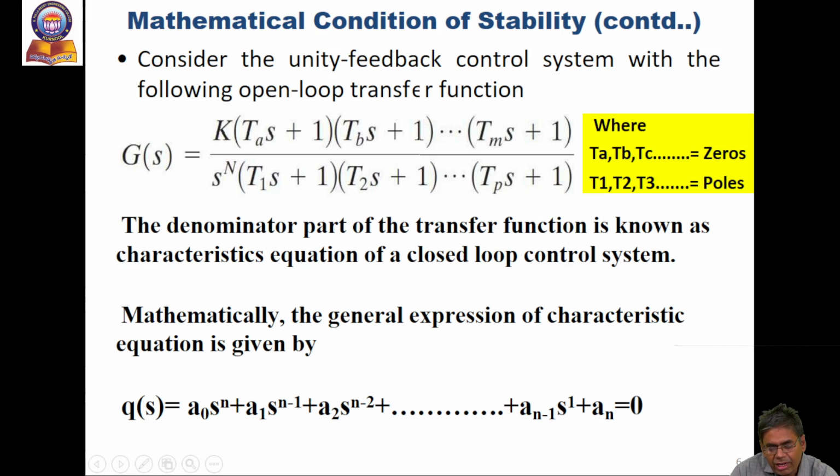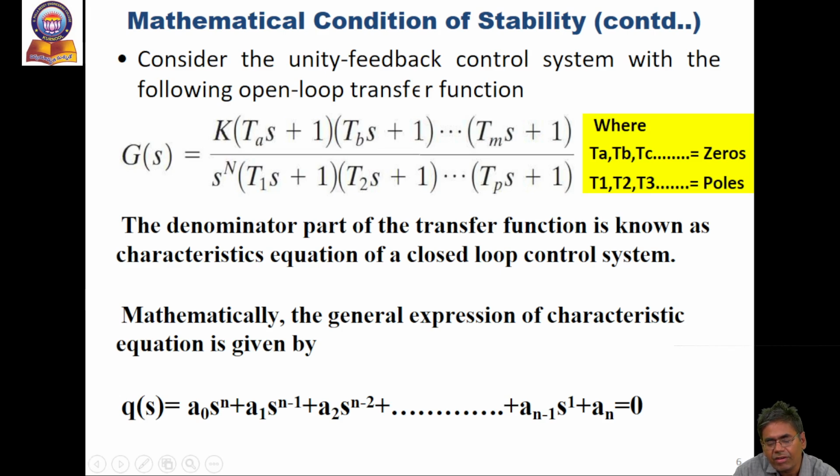For finding the stability, first of all, find the open loop transfer function, then find the closed loop transfer function. The denominator of the closed loop transfer function is the characteristic equation. When the roots of the characteristic equation are present in the left half of the S-plane, the system is said to be stable. Otherwise, the system is unstable.